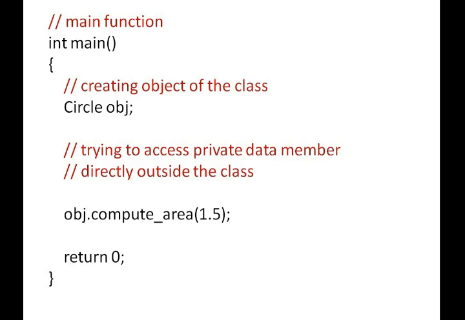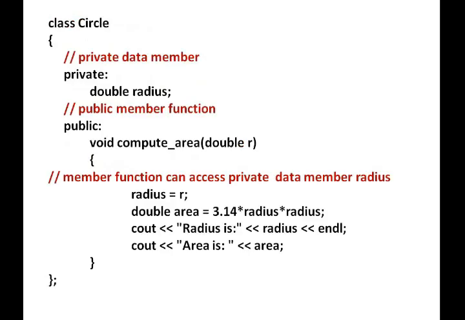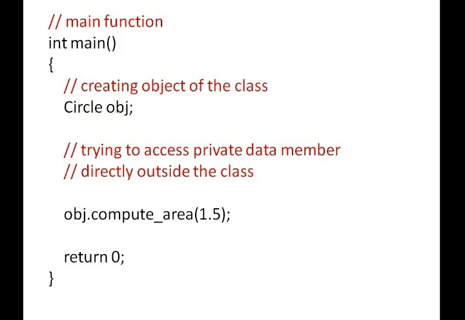obj.computeArea can be written here because computeArea is a public member function. During the function call, 1.5 is transferred to the computeArea function and the area is calculated here. That radius 1.5 will be assigned to the variable radius, which is a private member variable of the class Circle. So everything will be done inside the function and we are finishing the main program, return 0, closing bracket. It is very clear that private members can be accessed only inside the class.